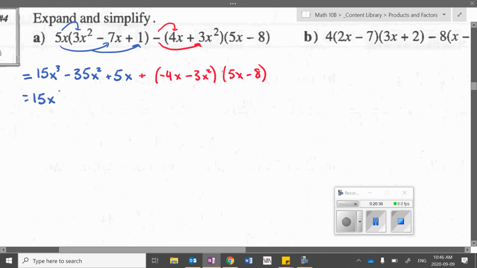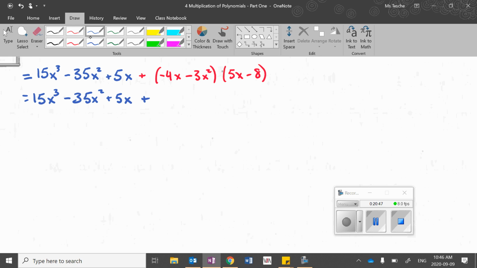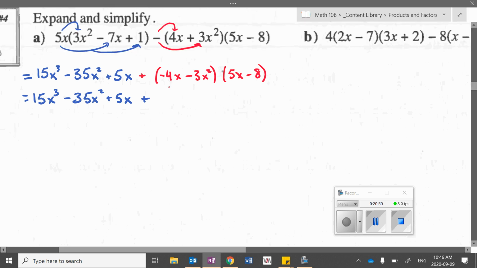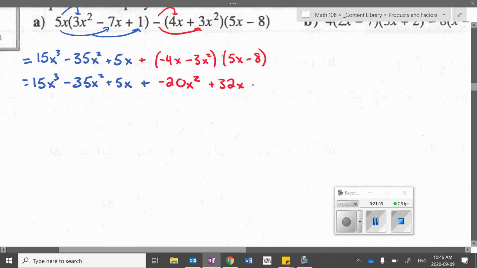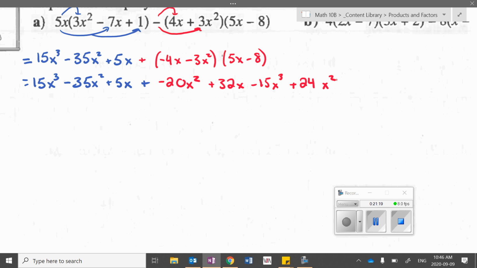Like we've done before. So I've got my 15x cubed. I'm just rewriting this first piece. I don't really need that plus sign, but I find visually it helps me out. So minus 4 times 5x gives me a negative 20x squared. Minus 4 times negative 8 gives me a plus 32x. Minus 3x squared times 5x gives me a minus 15x cubed. And then I get plus 24x squared. So there are lots of different numbers at play here.